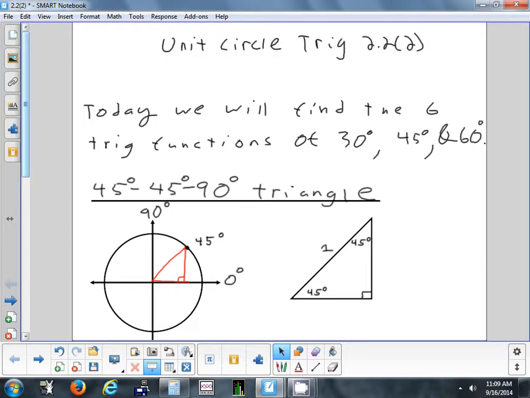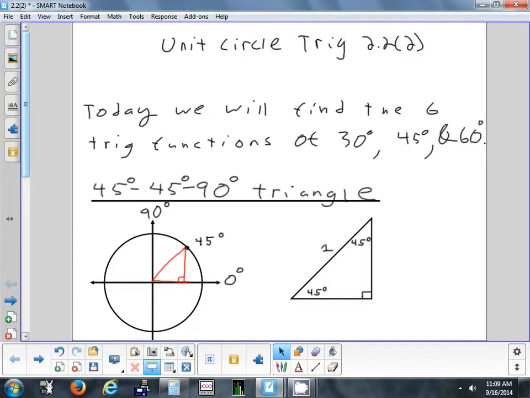How come I can label the hypotenuse as 1? Why do I know that that distance is a 1? Yep? Because the radius is 1. Right, we're working on a unit circle. Unit circle has a radius of 1. Unfortunately, the hypotenuse doesn't directly give me the coordinate. What I need to know is the length of the base. That's how far over I go from the origin. And then I need the height of that triangle.